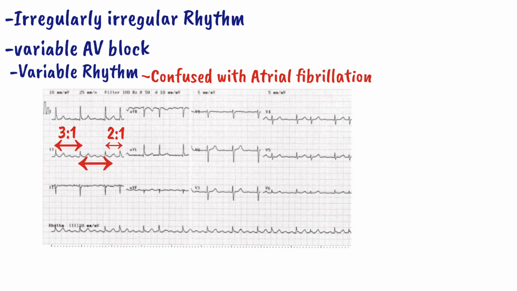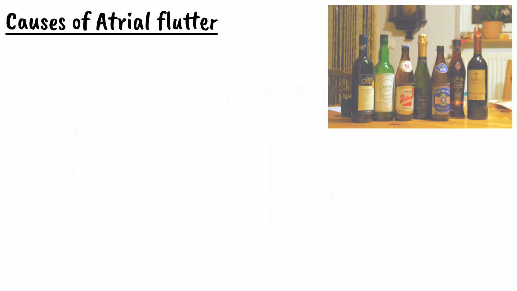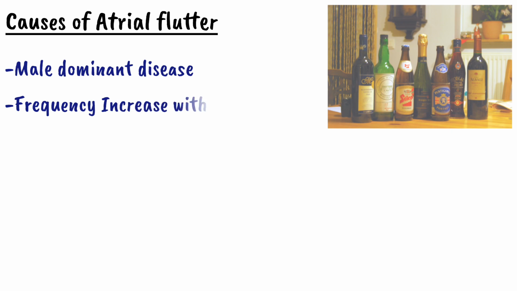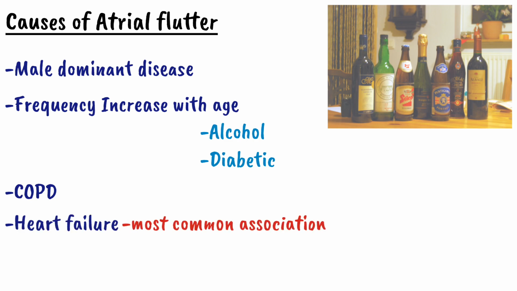So that was all about the pathogenesis, what causes atrial flutter, and the ECG tracing of atrial flutter. Now let's study the causes. Remember that atrial flutter is a male predominant disease. Its frequency is higher in males as compared to females. It increases with age, alcohol and diabetes mellitus, and it most commonly occurs in a patient suffering from chronic obstructive pulmonary disease and heart failure. Heart failure is the most common association with atrial flutter.